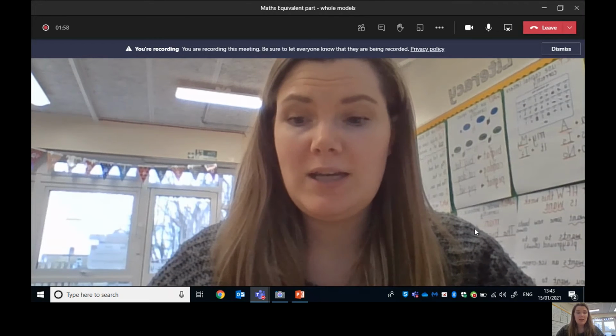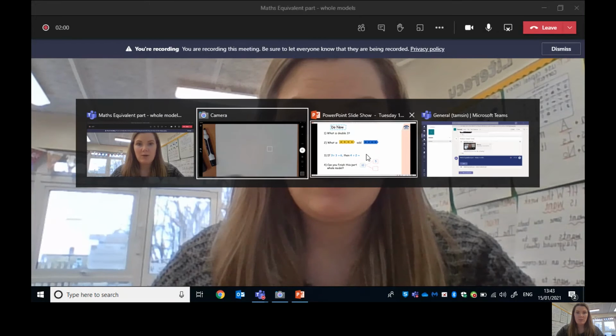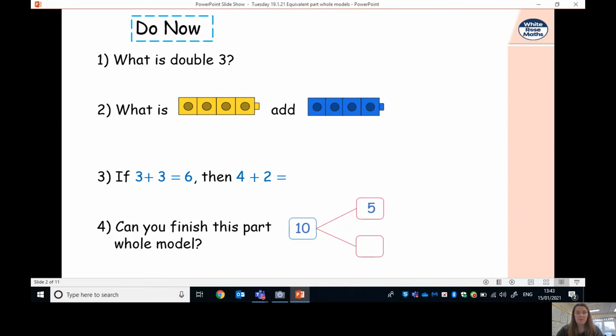So let's share my screen and go to our Do Now to recap some of our knowledge from the past few weeks. The first thing I want to know is, what is double 3? Here I've got two sets of cubes. When we add them together, what do we get? And if 3 plus 3 is 6, then what is 4 plus 2? And can you finish this part-whole model?